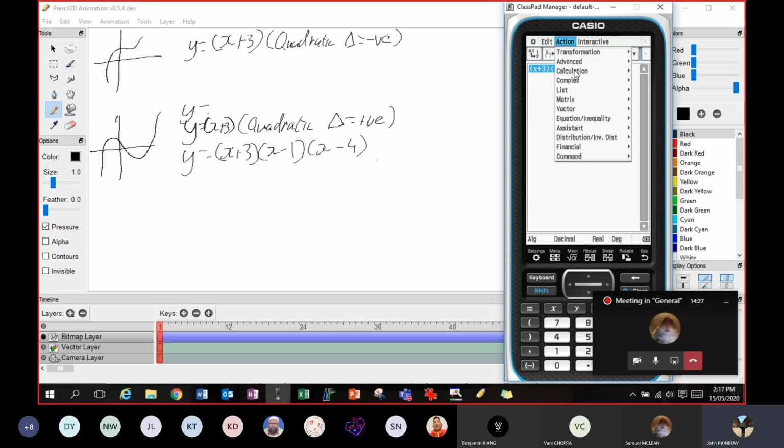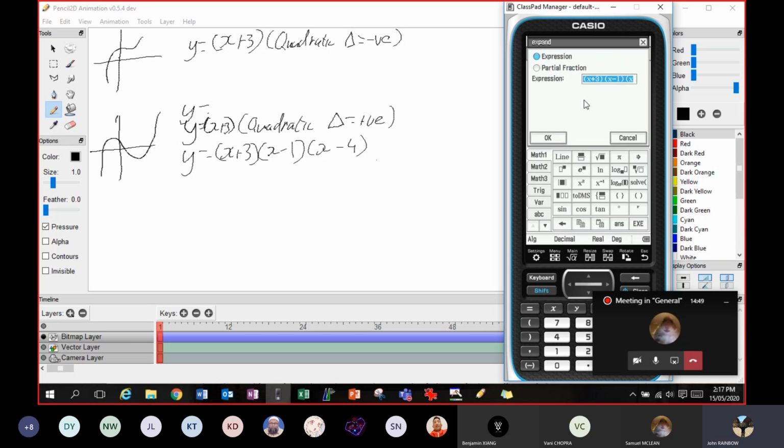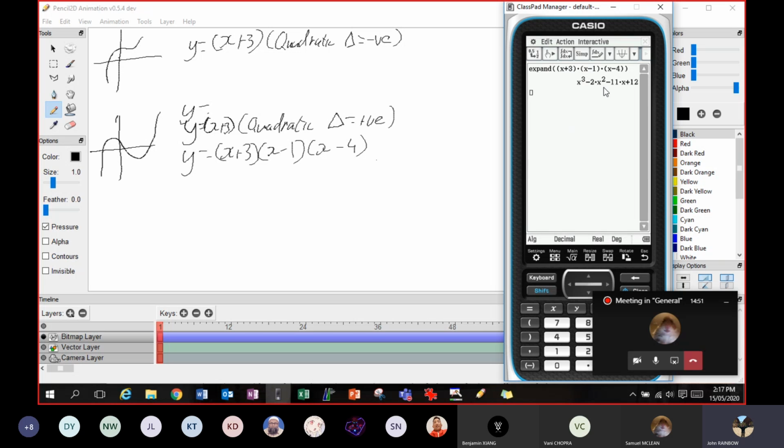Actions, I think. We're going to go calculations and we're going to do expand, advanced. There should be an expand one in here. Expand, expand, expand, expand. This is great teaching right here. I don't even know how to use the CAS right. Jeez, I haven't done this in a while. Here we go. Transformations, expand. I knew I'd find it eventually. Thank you very much. There it is.